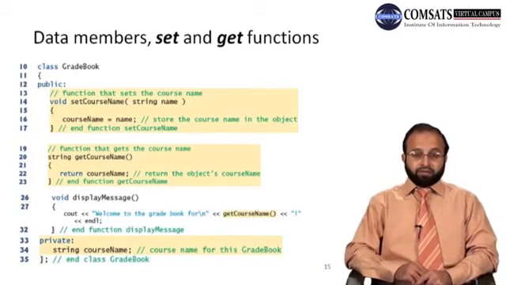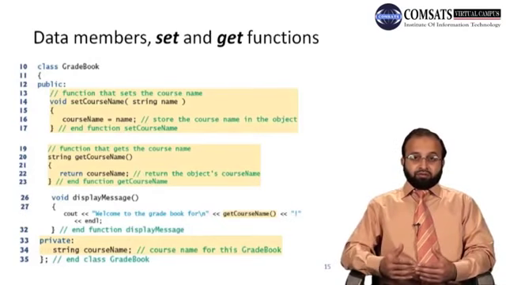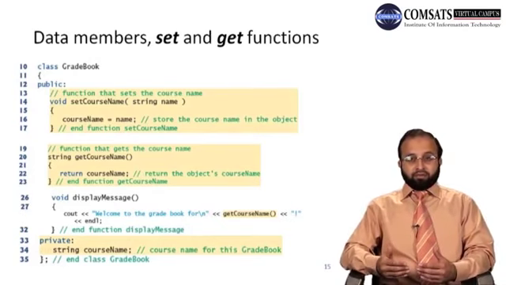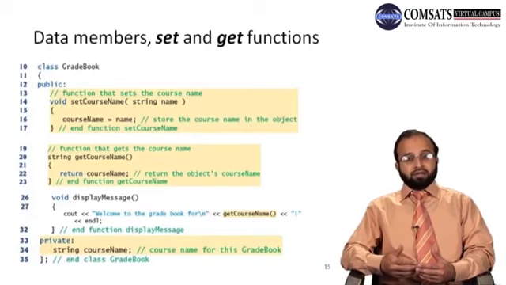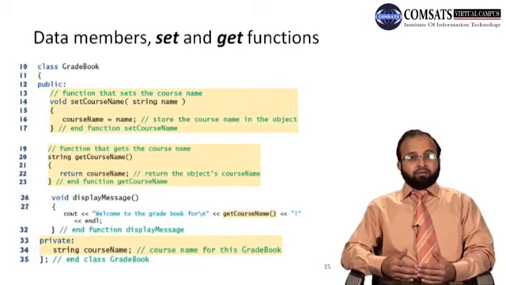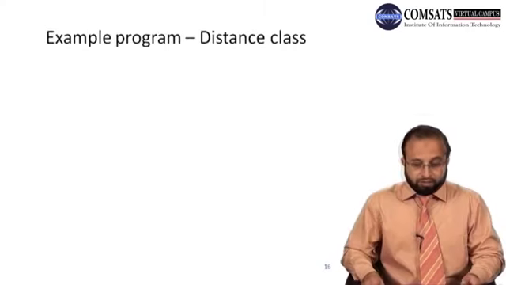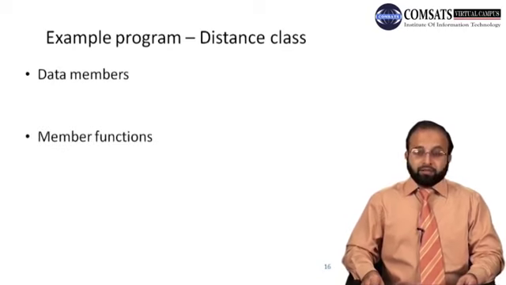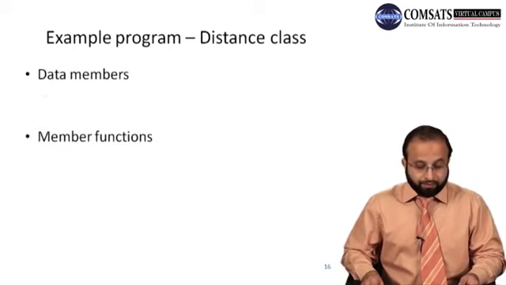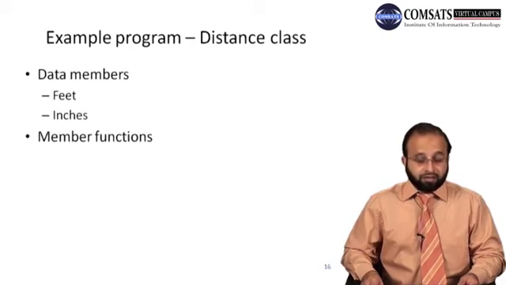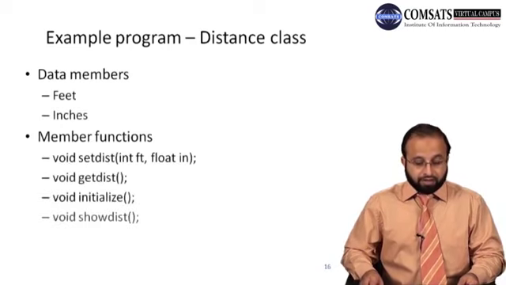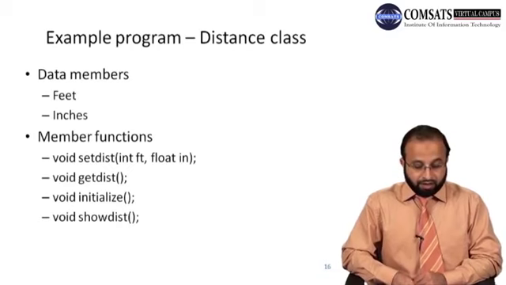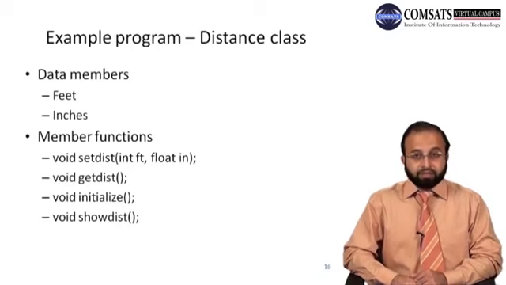So setter functions are used to set the value of the private data member of the object of that class, and getter functions are the functions that return the value of the private data member of the object of the class. Let's see the example program. Another example program, the distance class, that has some data members and member functions. The data members are feet and inches, and the member functions are set dest, get dest, initialize, and show dest.